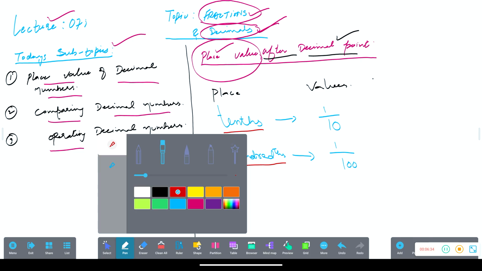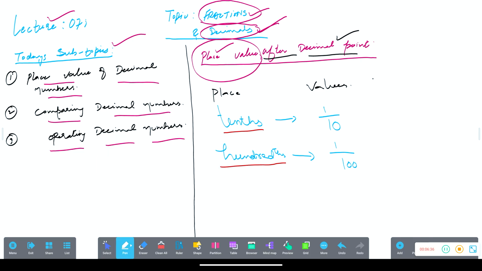In the same way, the third place is thousandths. It is thousandths, not thousands, and its value is 1 by 1000. So these are the places and their values after the decimal point. Now I will take an example where we will learn how to name the places according to how to name the numbers as per their place value.